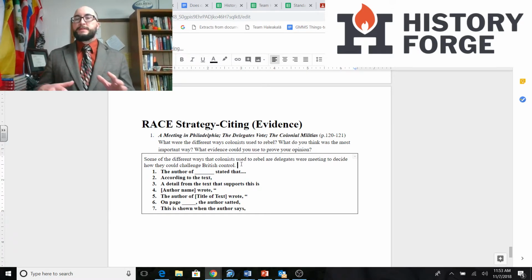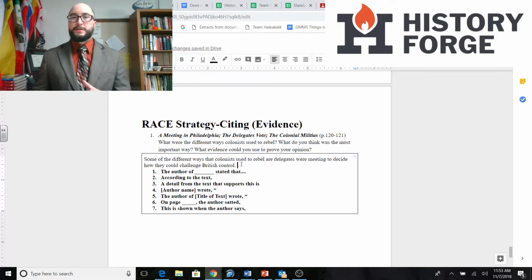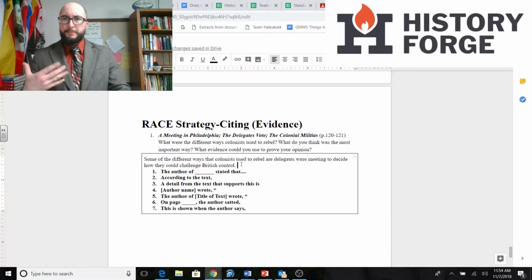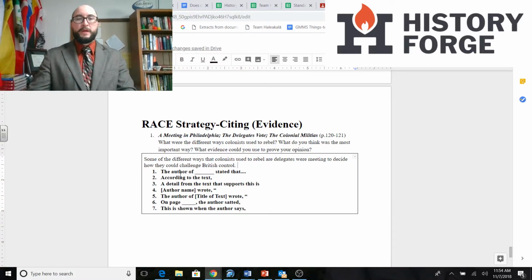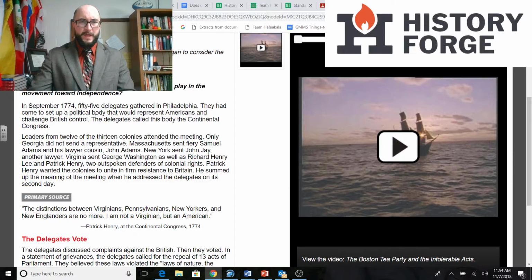The next part is the next quarter. So if you did this next part, you'd have 3 out of 4, right? We just need to find some evidence to back ourselves up. So we could use some of these 7 different ways. And in fact, what I'll do is I'm just going to write them down here. So I'm going to say the author of, I can say the section, A Meeting in Philadelphia, as you can see right here. That's the section title.